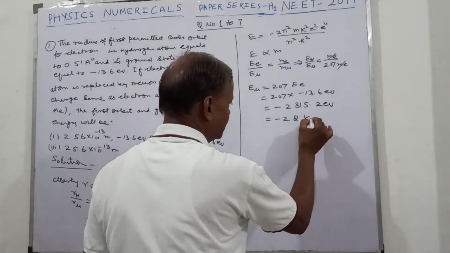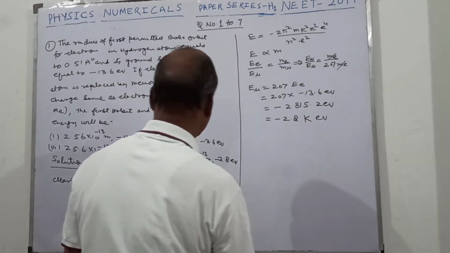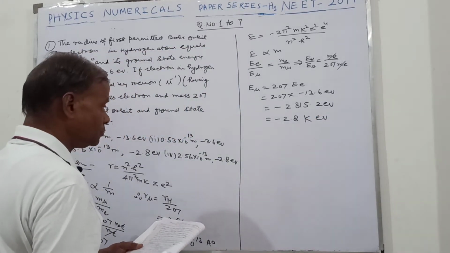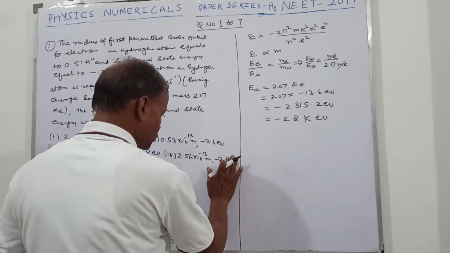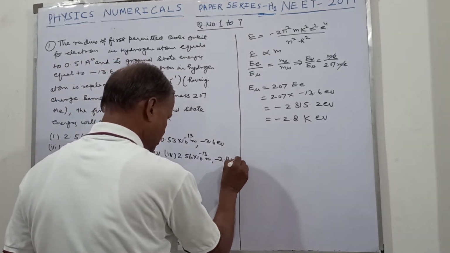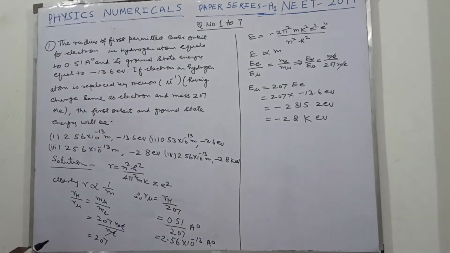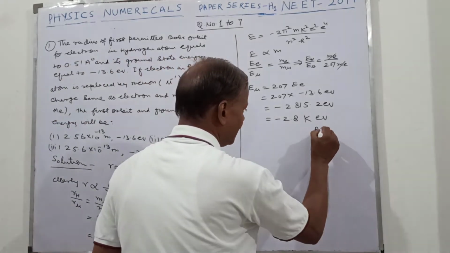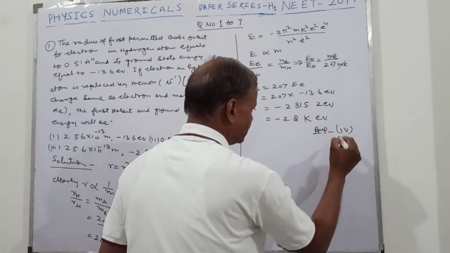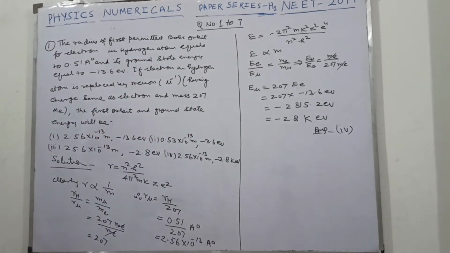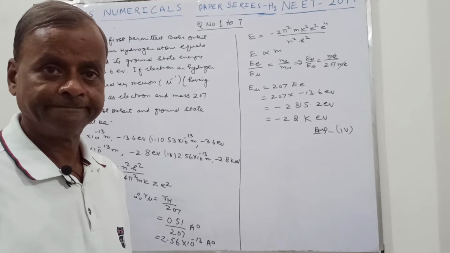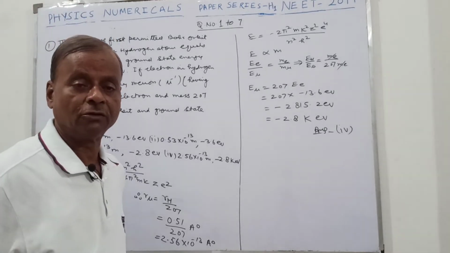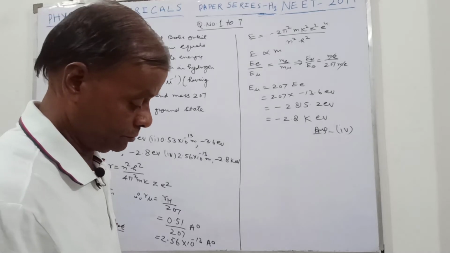So this is now converted into kilo. This is now kilo electron volt, 2.8, this is also in kilo electron volt. So our right answer is the fourth one. So this is the first question. It is a direct application of the formulas for the radius of the orbit and the energy of the electron in the hydrogen atom.